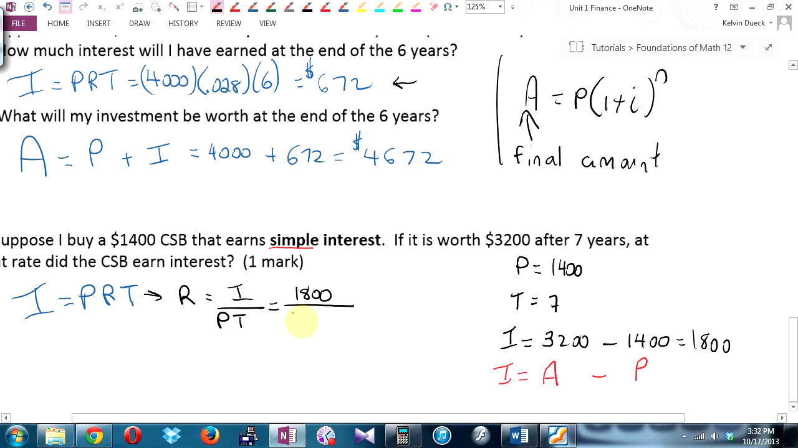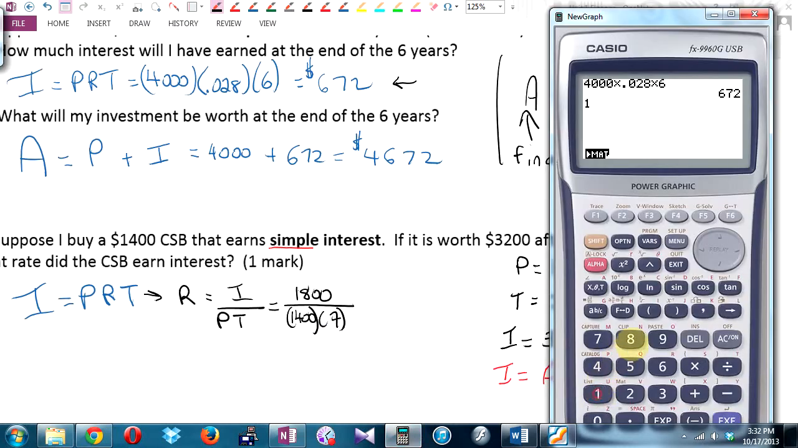Divided by 1,400 times 7, so 9,800. Is that 9,800? You could do that. I would probably just say, how many numbers are there in the bottom? And you would say 2. I would say, put brackets around the bottom. In other words, if you want to do this all in one fell swoop, you go like this: 1,800 divided by bracket 1,400 times 7. Will also get you there. Yeah. And I get 0.183673469.